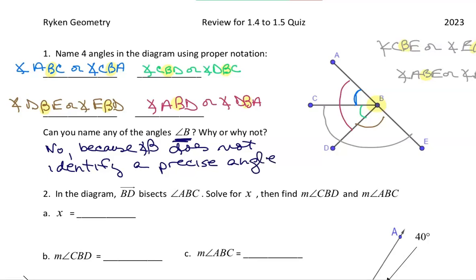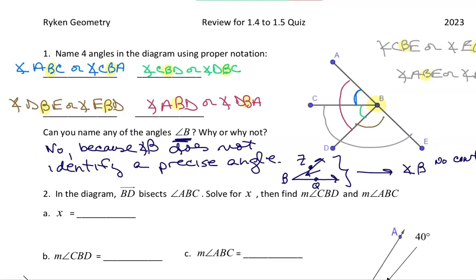Okay, when could I use B? I can use B if I had this angle. Let's just say I have only this, all right? And I'll label that, I don't know, ZBQ. This one right here, I can call angle B because there is no confusion as to what angle I mean. Okay, when I say angle B, the only angle it could possibly be is right there.